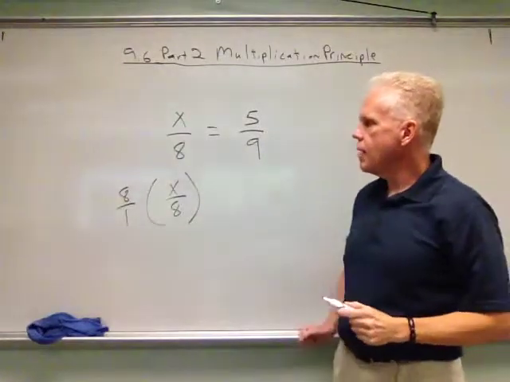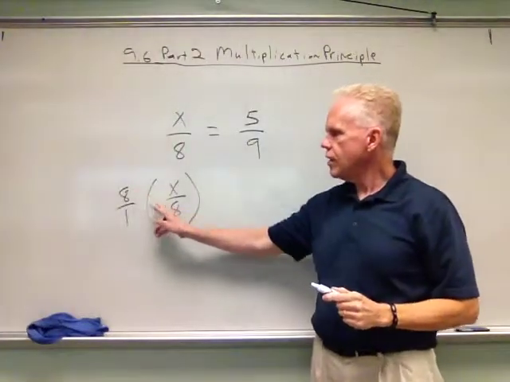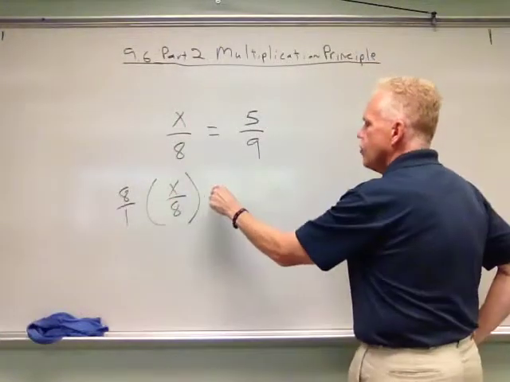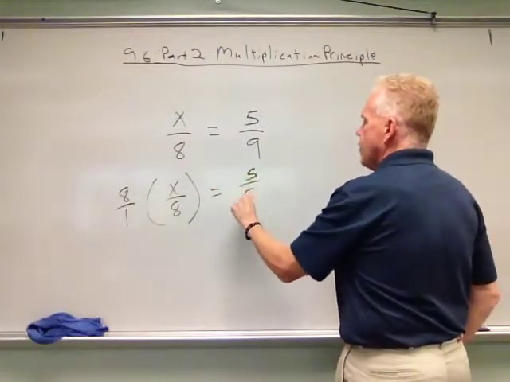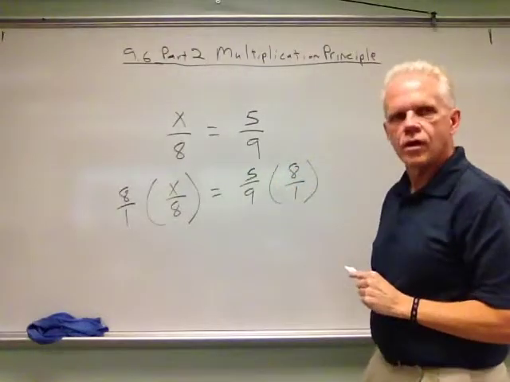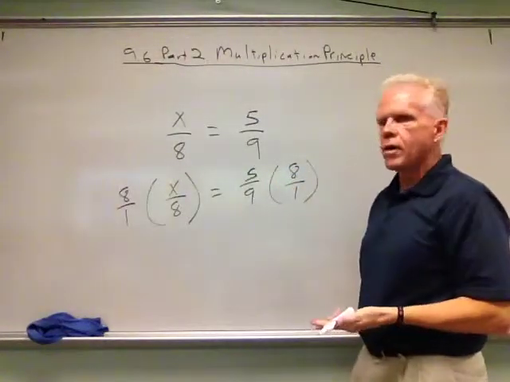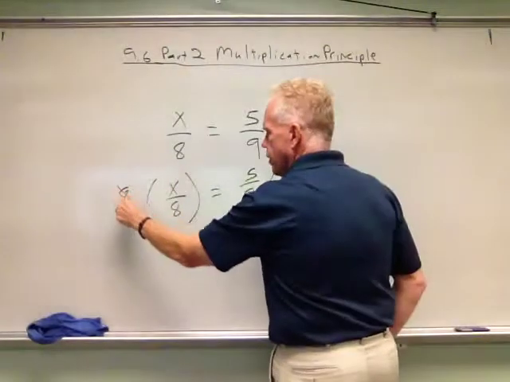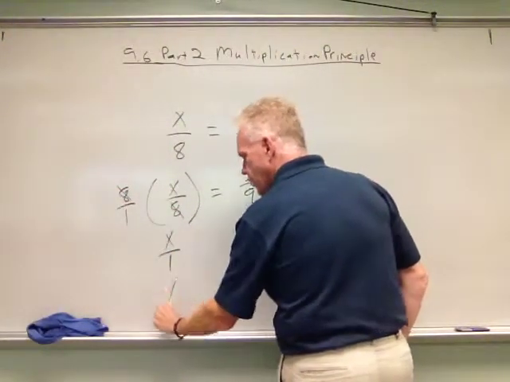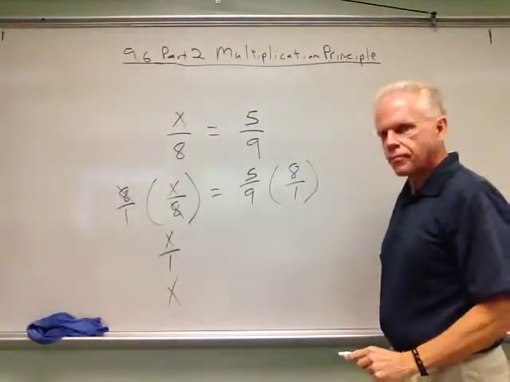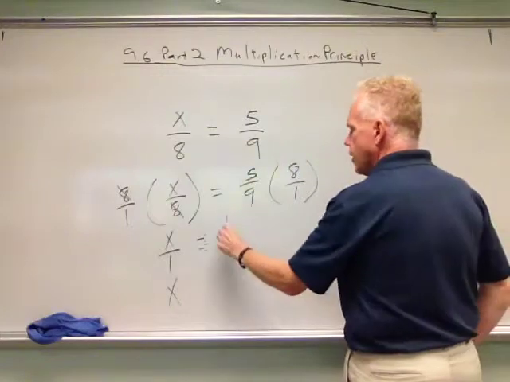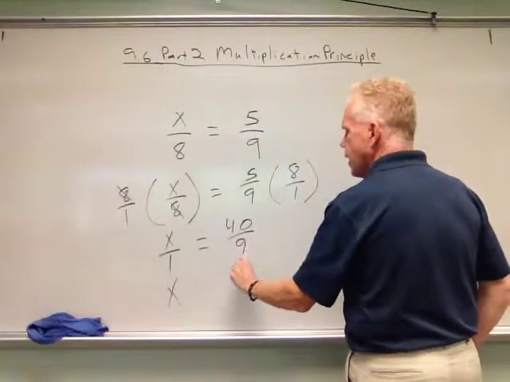You see what will happen when I multiply by 8 over 1? Do you already see how those 8's are going to cancel each other? So if I come back over on this side and I do 5/9 times 8 over 1, and I keep it balanced, I'm all good. So this can cancel this. I'll get x over 1, which by the way is simply x. Right here nothing cancels, so I'll get 40 over 9.